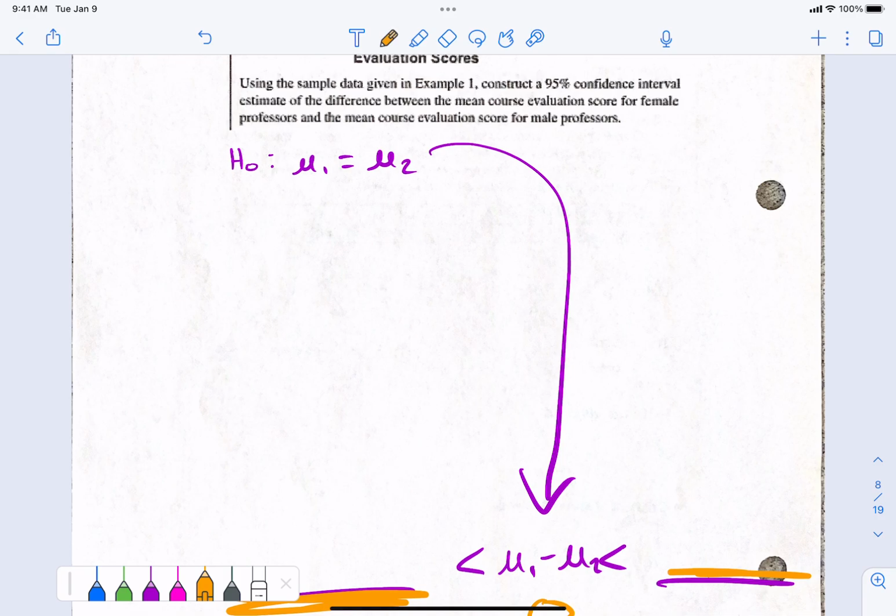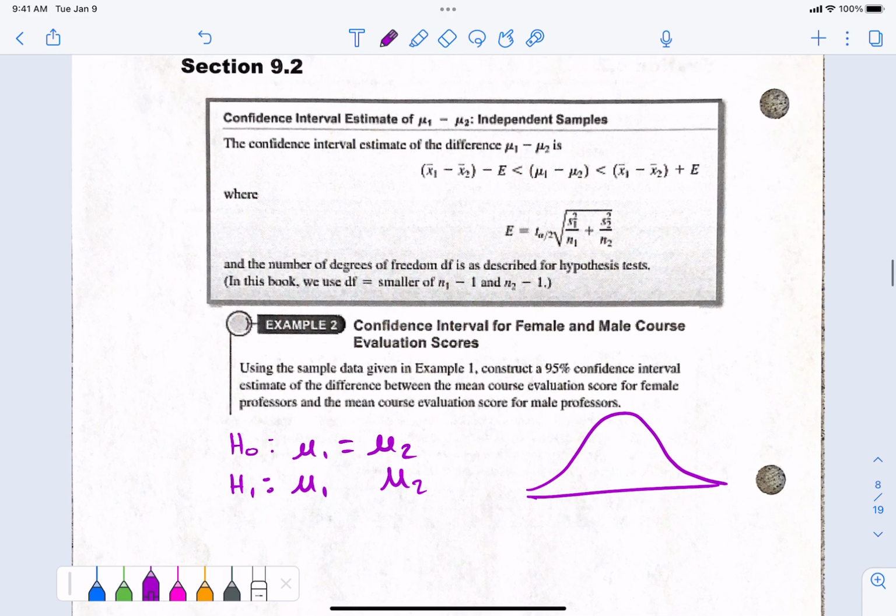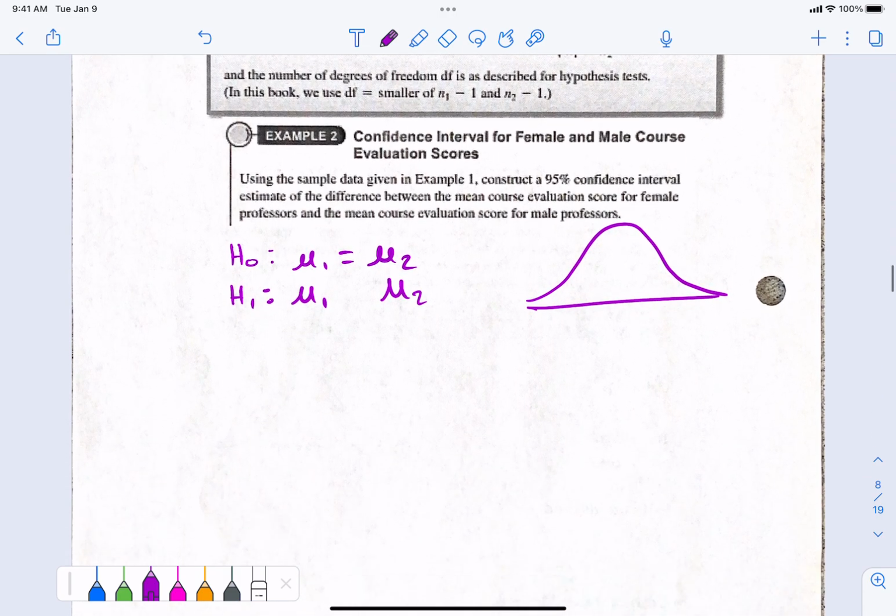All right, our second hypothesis, or our H1, is going to be either mu1 is not equal to mu2, mu1 less than mu2, and all that good stuff, okay? So I'm going to put that there, ready to go. I'm going to have a bell curve here just to figure out our percentage stuff. And let's read the problem. Confidence interval. Using the sample data given in example 1, construct a 95% confidence interval. Okay, I'm going to put 95% there.